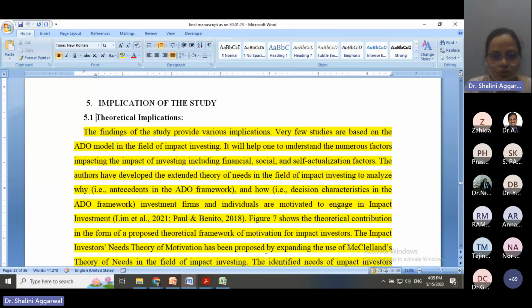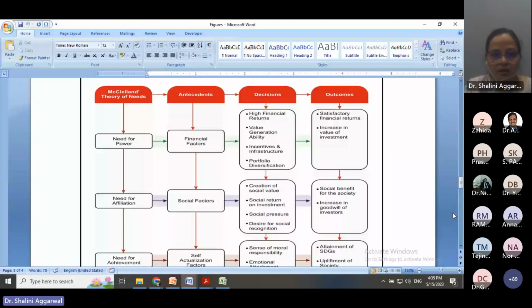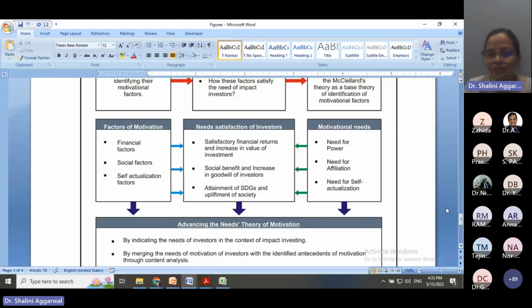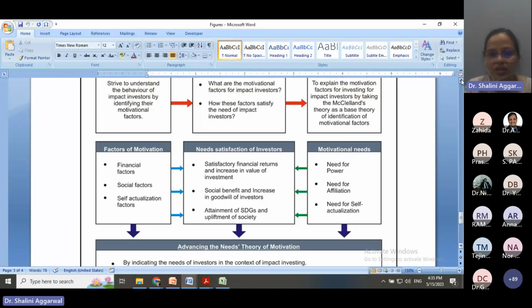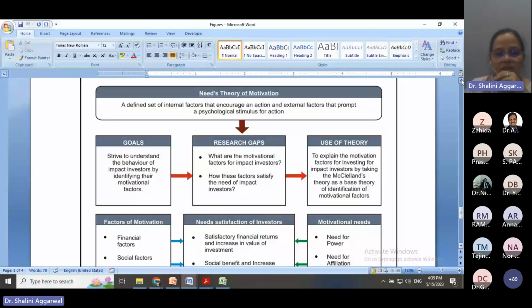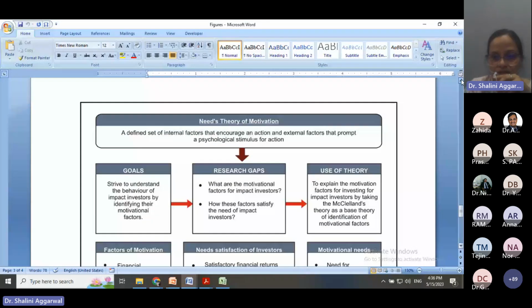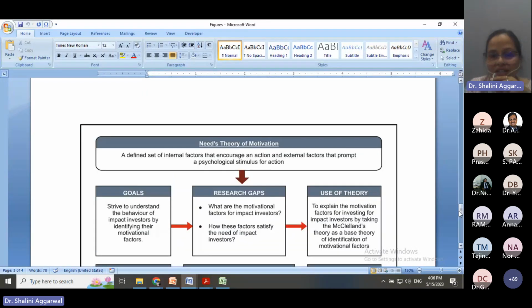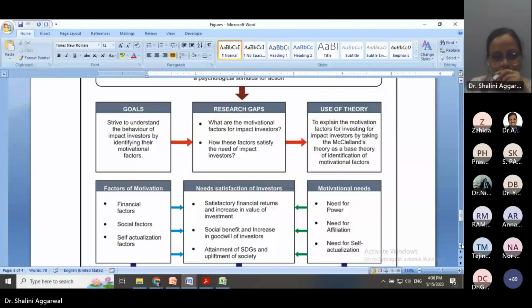So let's move to the theoretical implications and the practical implications. Let me take you to this. I have made a diagram on this. Look at this. This is about the theoretical implications, like what is the theory that we have used? Can you see this? Factors of motivation, need. These are the decision factors, and these are the motivational needs, and how they are impacting, right?